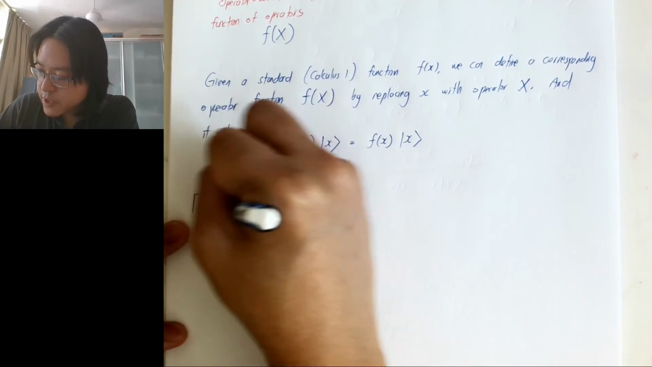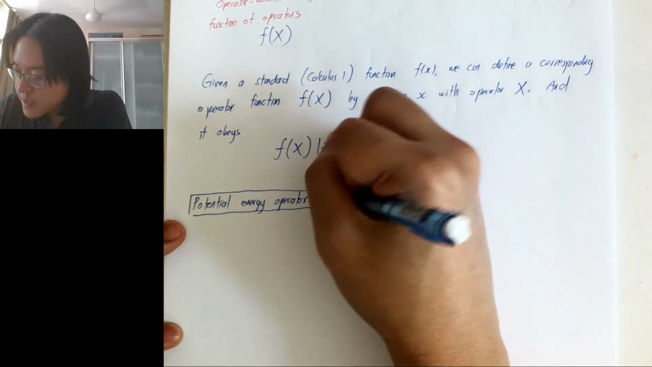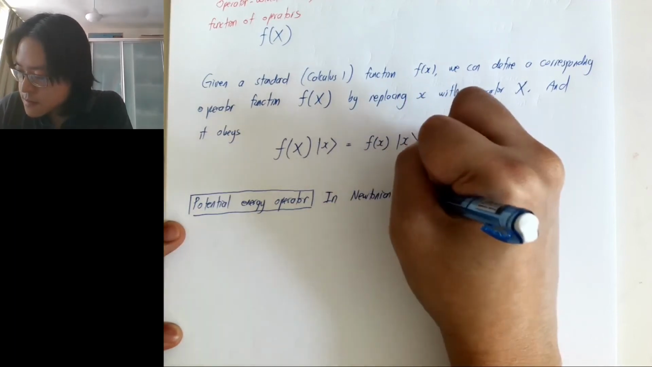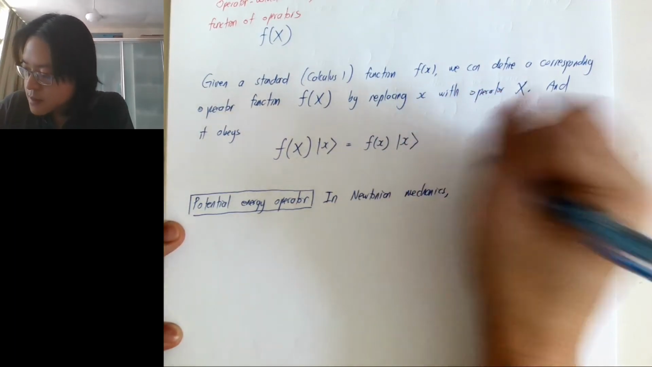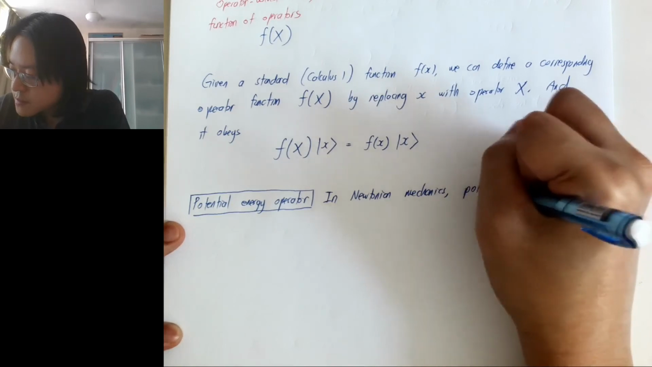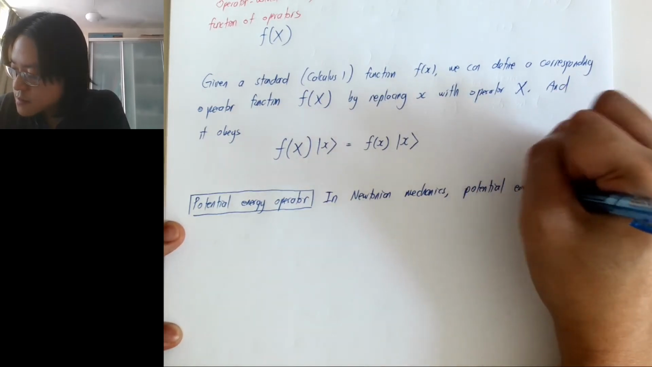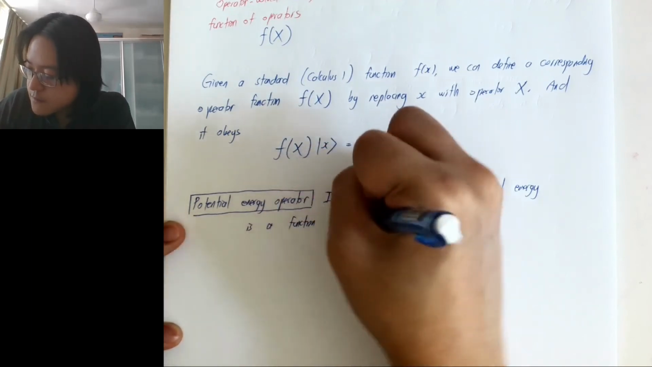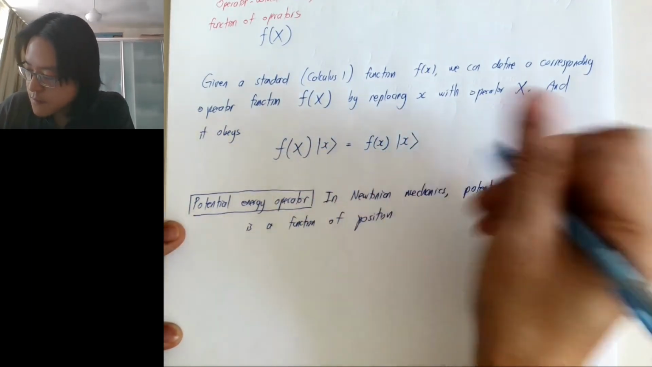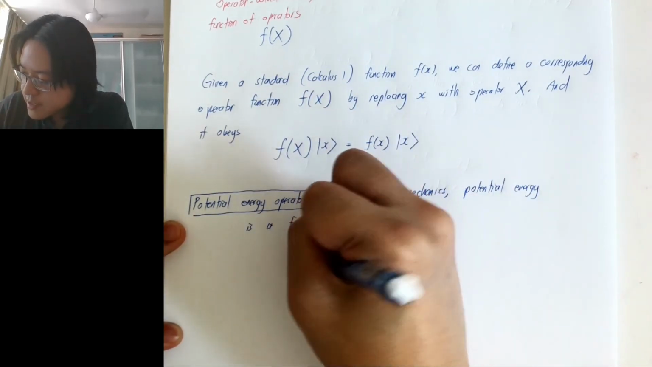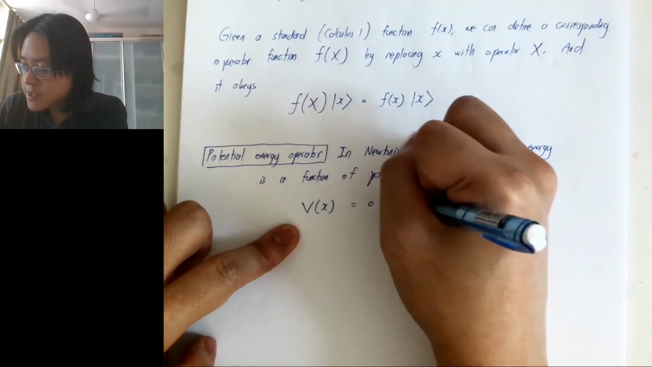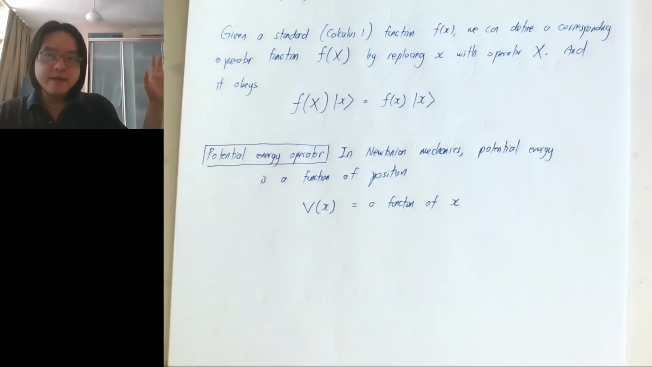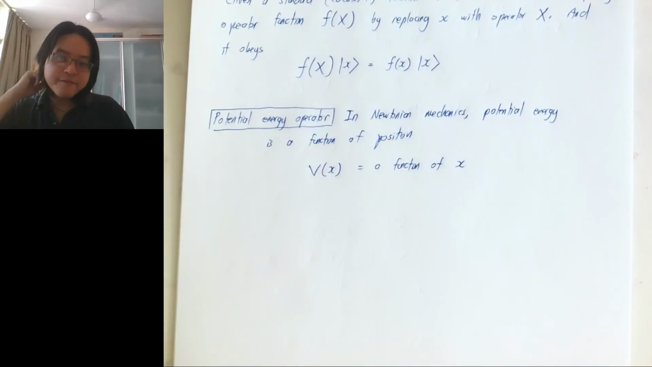Okay, so my potential energy operator is what? Firstly, we recall that in Newtonian mechanics, potential energy is a function of position, right? So in other words, potential energy V is a function of x. This is what we did in mechanics or high school or whatever, right?